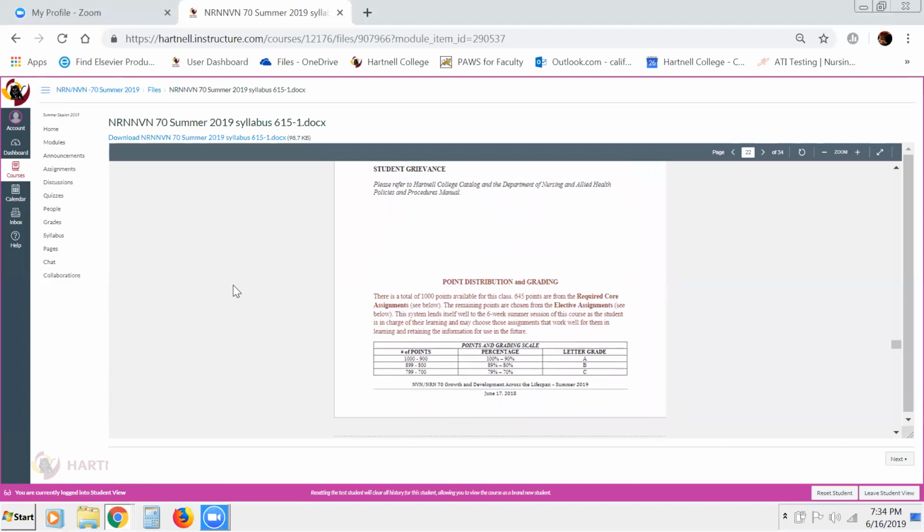So point distribution and grading. Here's how this works. And again, there's your 90 to 100%. There's a total of 1,000 points available for this class. 645 points are from required core assignments, which I'll show you in a minute.